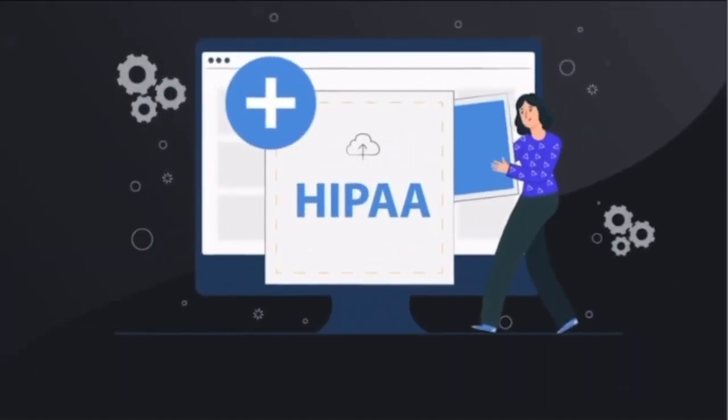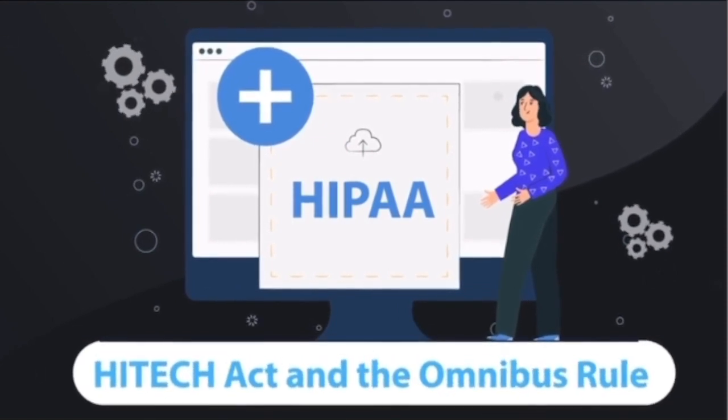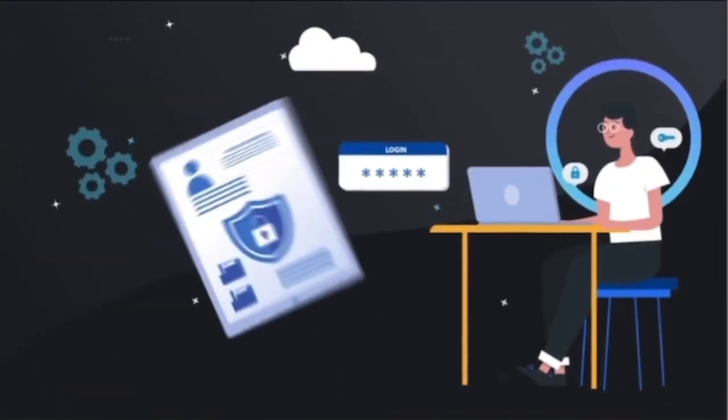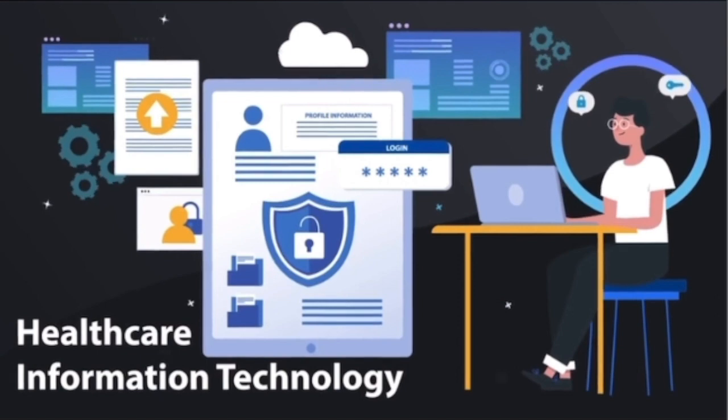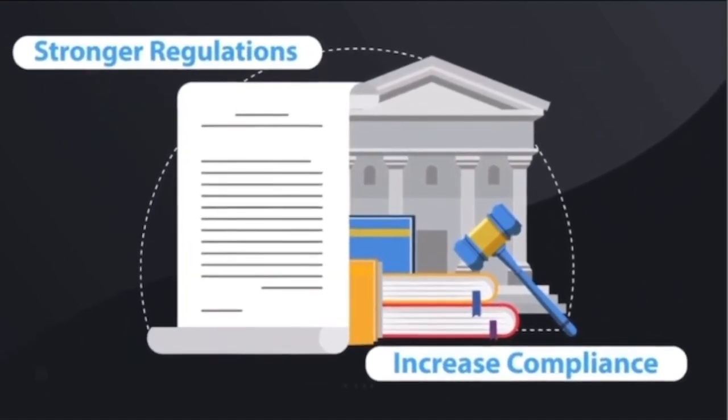The last video will cover the most recent additions to HIPAA. The HITECH Act and the Omnibus Rule have been passed to improve healthcare information technology, impose stronger regulations, and increase compliance with HIPAA by the required parties.